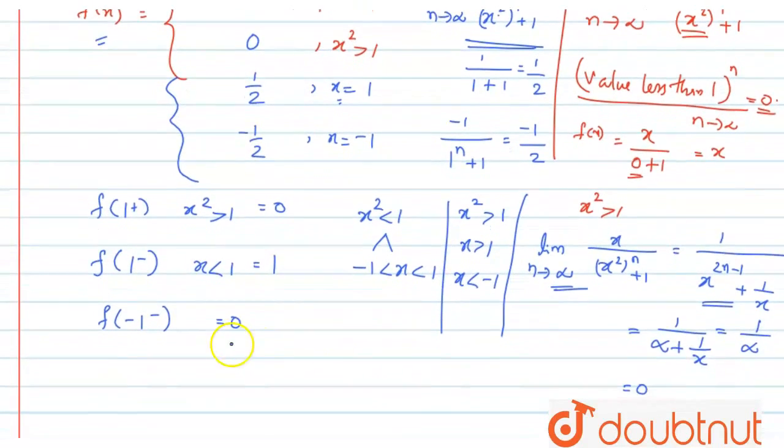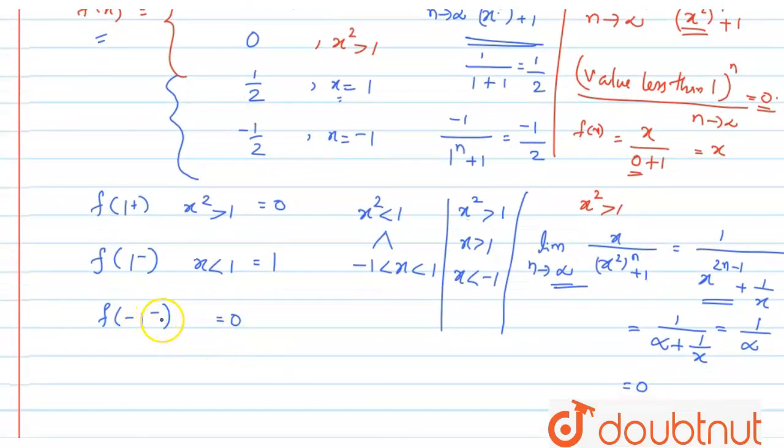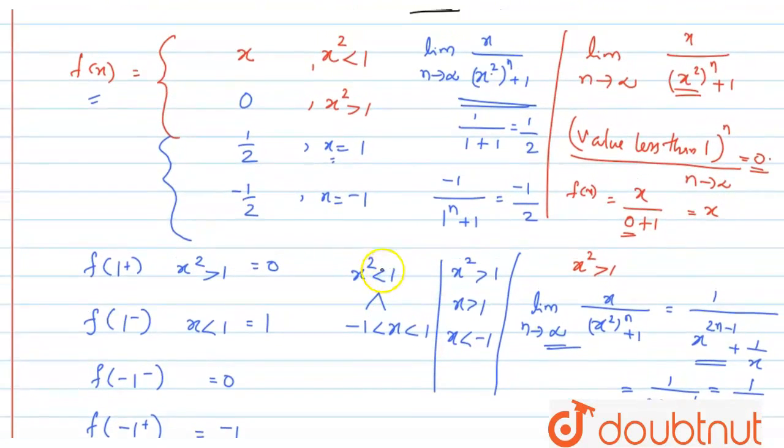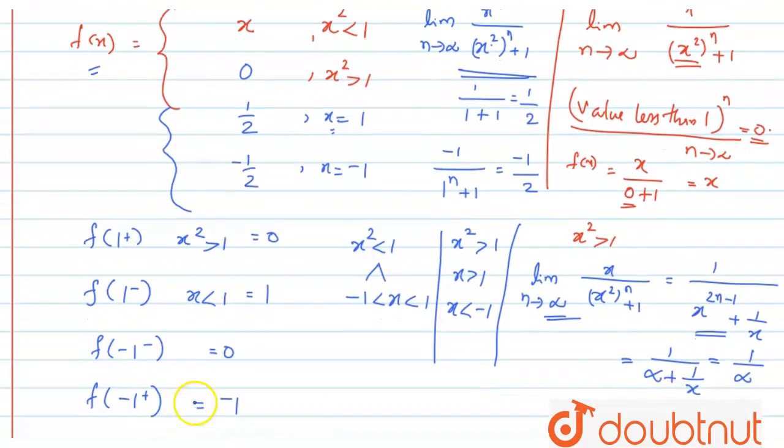So if you are checking here, f of minus 1 negative, which is x squared, it will be in the range of x squared greater than 1. So the value will be 0. And now f of minus 1 plus means it is greater than negative 1. So greater than negative 1 means it lies in the range x squared less than 1, so the value will be x, that is equal to minus 1.